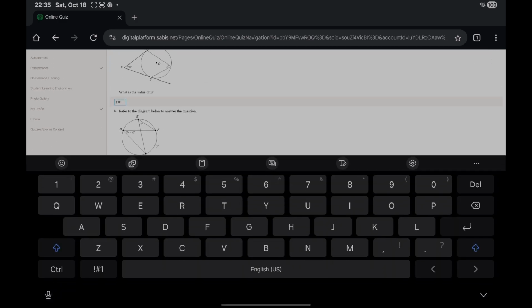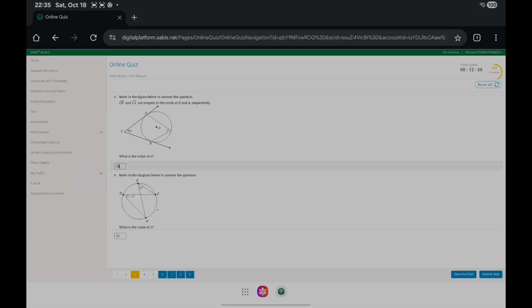One correction here. It isn't 110. It's 110 divided by 2. That gives you 55. Because you found the measure of arc AB, you need to find the value of x. So you divide 110, 55. Okay.